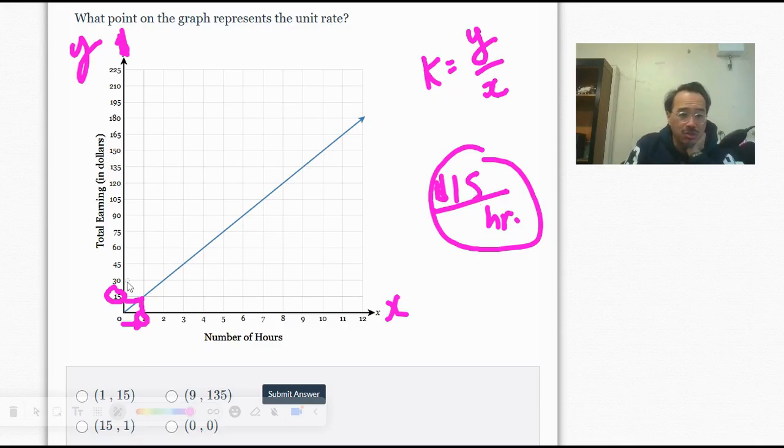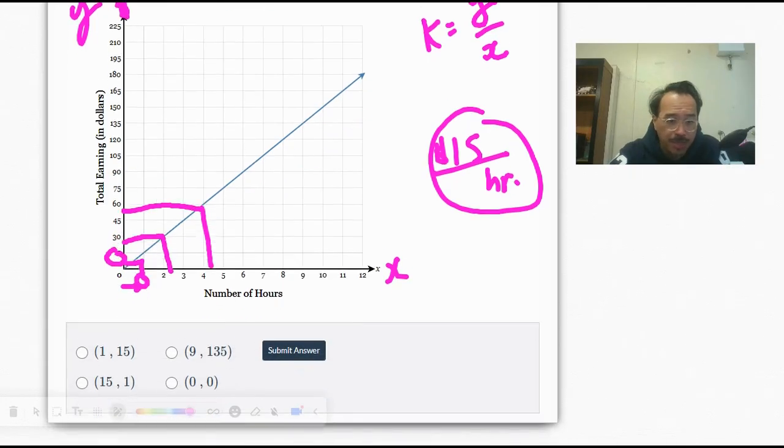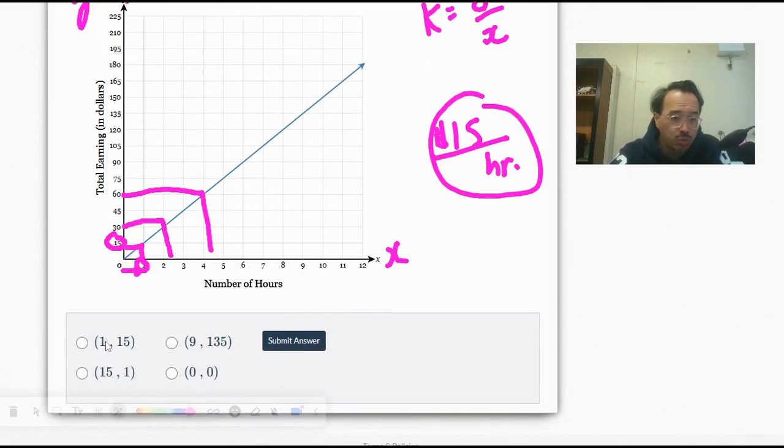Because you can see this, right? $30, 2 hours, $60, 4 hours. The rate never changes. It's always $15 per hour. Okay, so what does that mean, right? Which choice do we pick then? Well, which one do we choose? Do we choose the first one or the third one? 1 comma 15 or 15 comma 1? What do you think? Yeah, it's the first one.